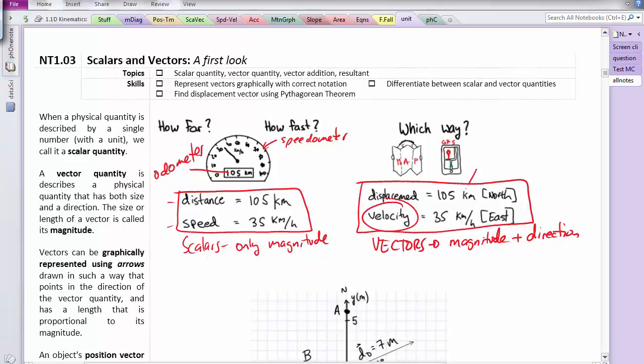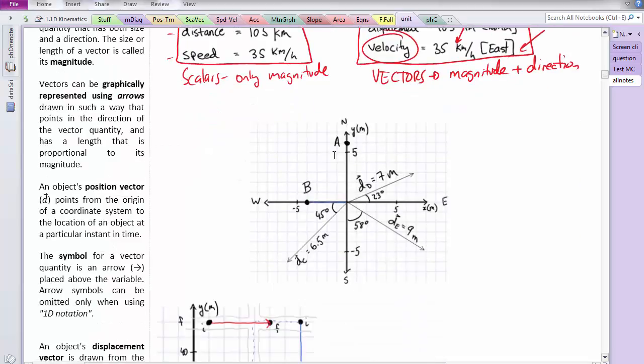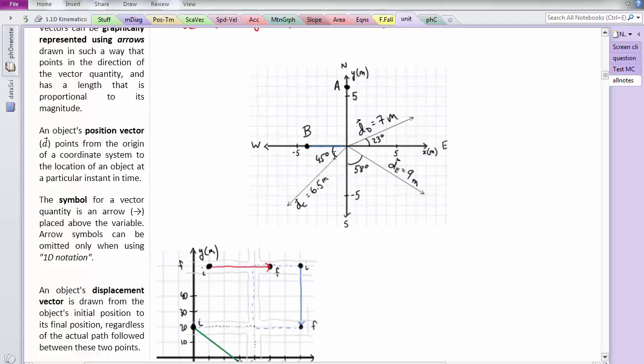That has the magnitude 35, which is basically a speed, and a direction of east. These are things that you find on a GPS or when you tell someone directions from a map. Now, vector quantities are graphically represented by arrows. The greater the vector quantity, the longer the arrow, which makes sense. So let's look at a position vector. A position vector points from the origin to the location of an object.